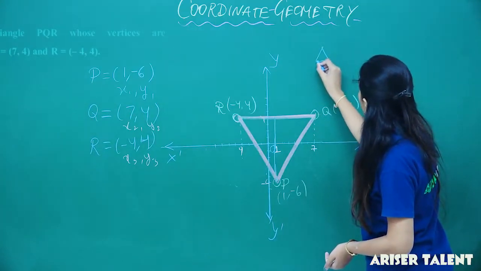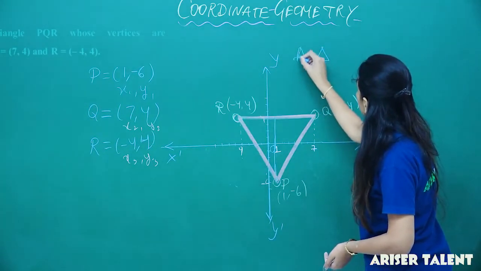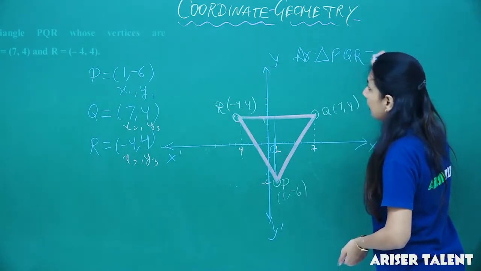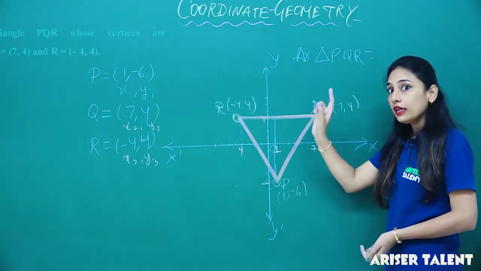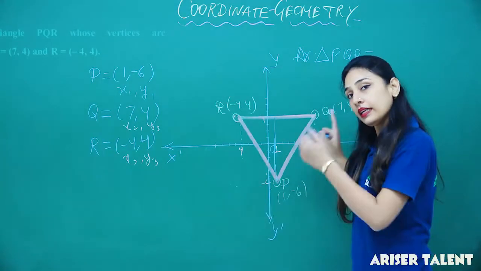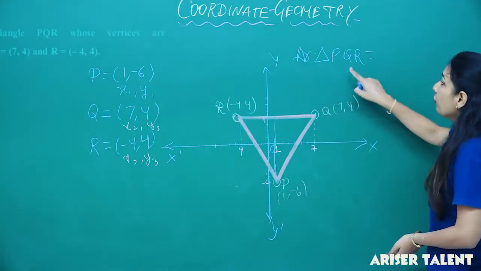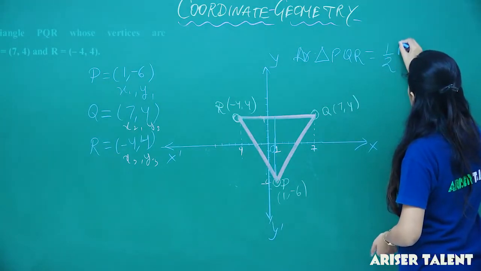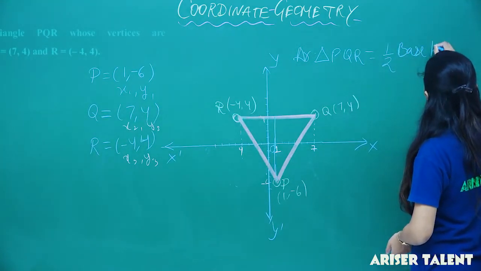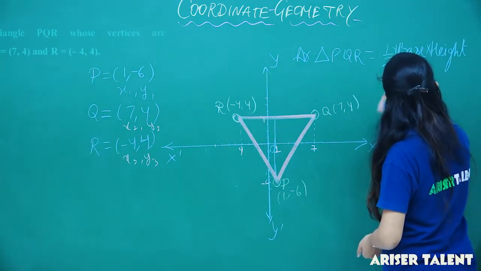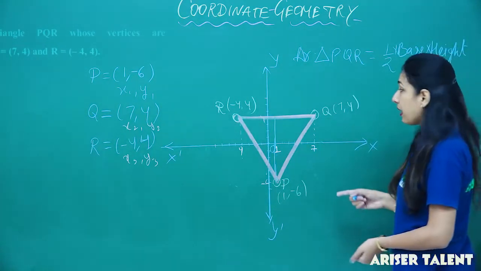So area of triangle PQR, it's not asking about the triangle's area here, but if it asks, then what will you do? Simply, area of triangle PQR is equal to half multiplied by base multiplied by height. This is the basic formula we know from geometry.